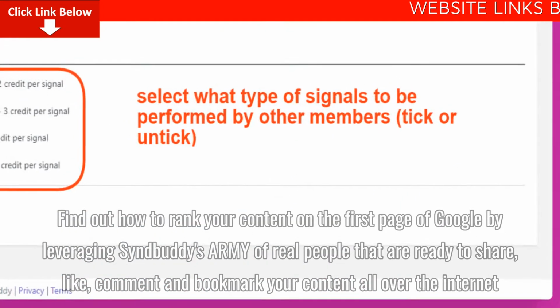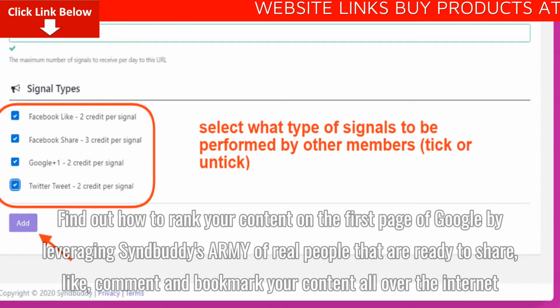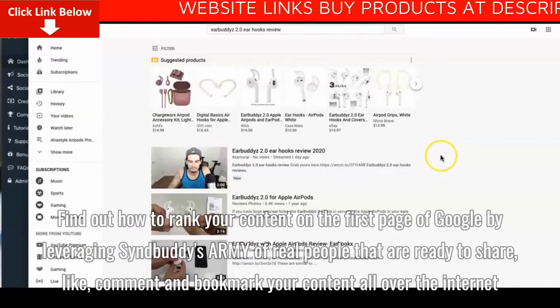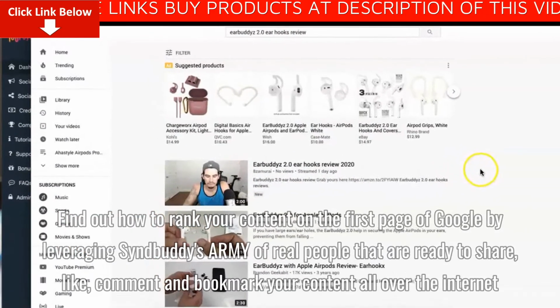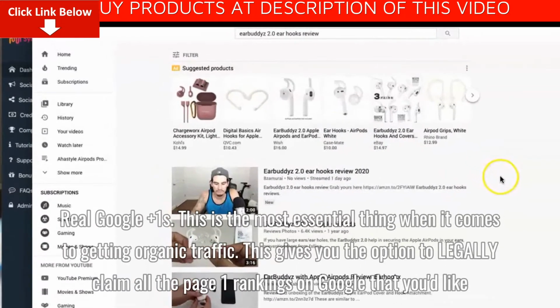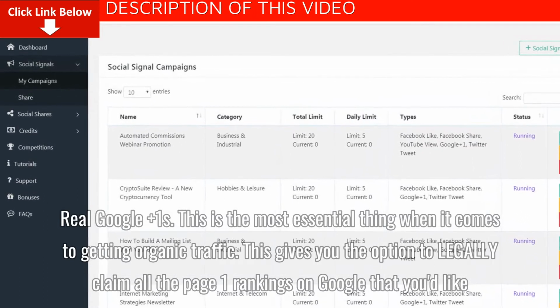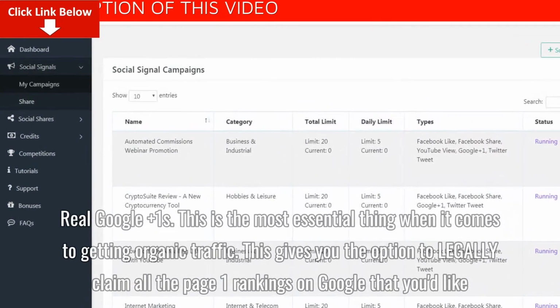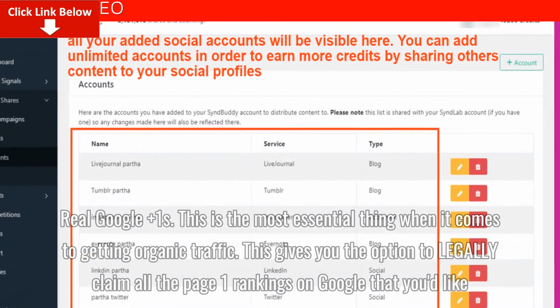Find out how to rank your content on the first page of Google by leveraging SyndBuddy's army of real people that are ready to share, like, comment and bookmark your content all over the internet. Real Google Plus ones. This is the most essential thing when it comes to getting organic traffic. This gives you the option to legally claim all the page 1 rankings on Google that you'd like.